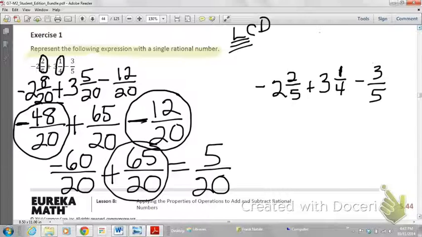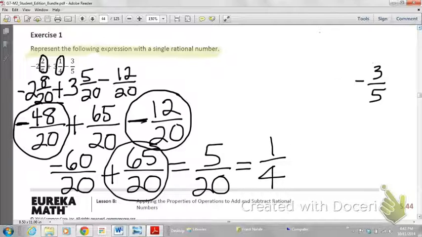That positive improper fraction is greater than the negative improper fraction. Now that 5/20ths then simplifies down to 1/4. So 1/4. That is one way to solve that. Again, within that one way, there were several other steps that could have been changed, as you saw.